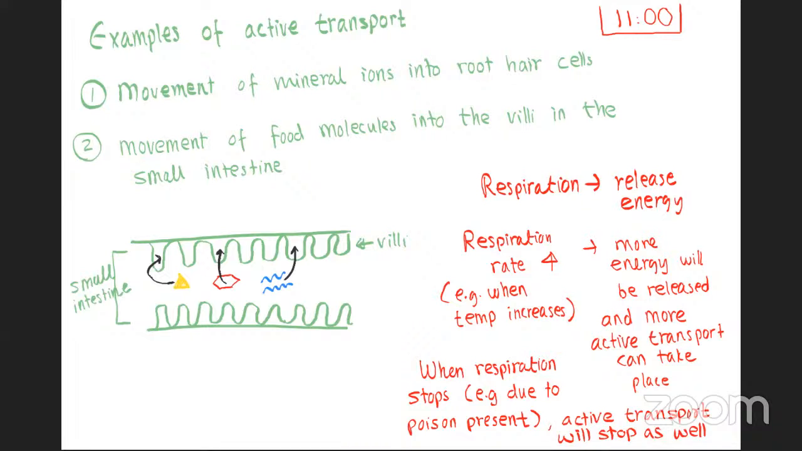Carrier proteins, energy. Active transport relies on mitochondria because respiration takes place in mitochondria. Respiration ကနေရတဲ့ energy ကိုသုံးပြီးတော့ carrier proteins ကပုံစံပြောင်းပြီးတော့ substances တွေကို transport လုပ်တယ် against the concentration gradient.